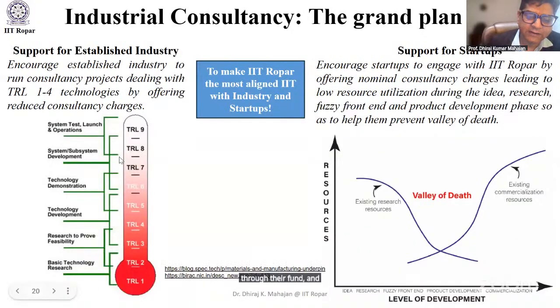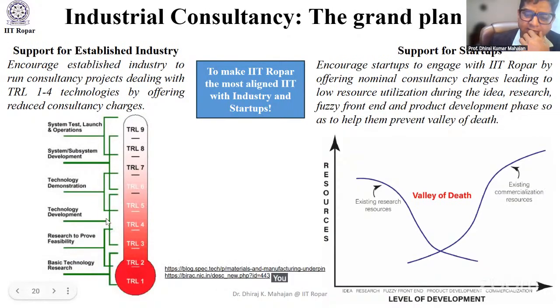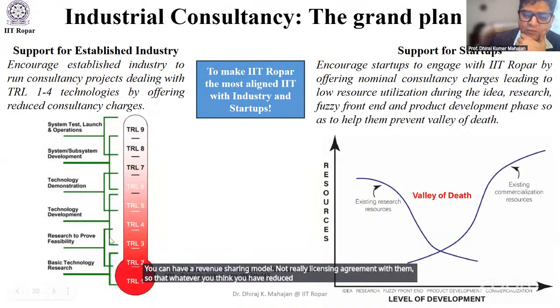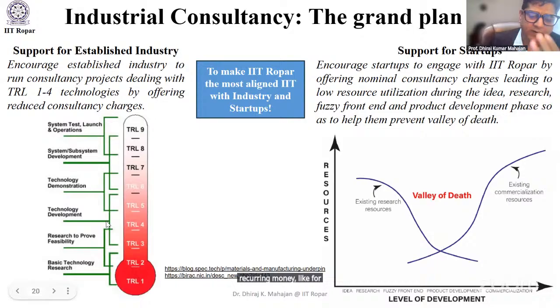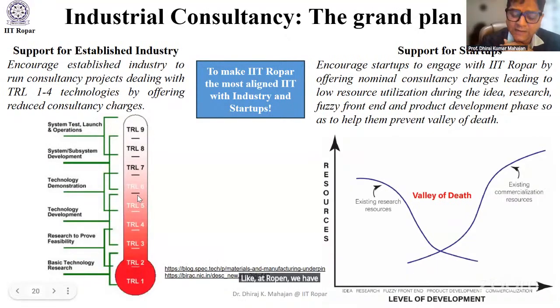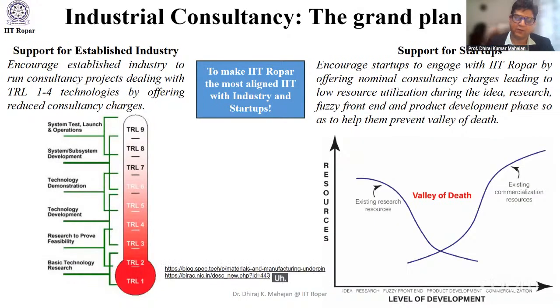And then when they go up to the TRL 3, 4, 5, 6 level, since you have already filed a patent with industry, you can have a revenue sharing model or a licensing agreement with them, so that whatever you have reduced in the consulting charges here, the university gets back as recurring money. For every sale of a component, you get a certain amount, and the institute can have a provision to share it with the faculty members. At IIT Ropar, we have a policy of 30-70, where the institute takes 30% and the faculty member takes 70% based on the technology transfers that can happen.